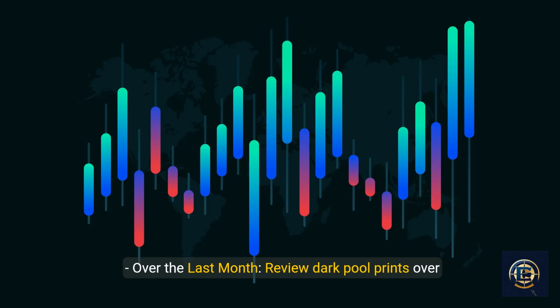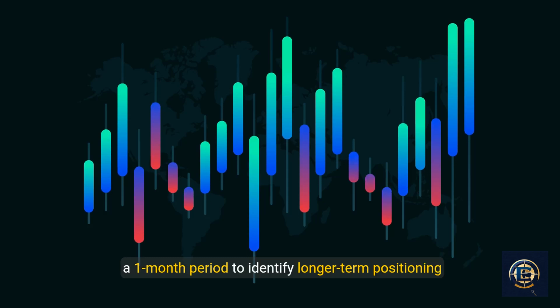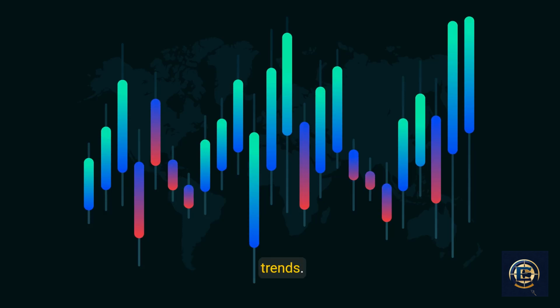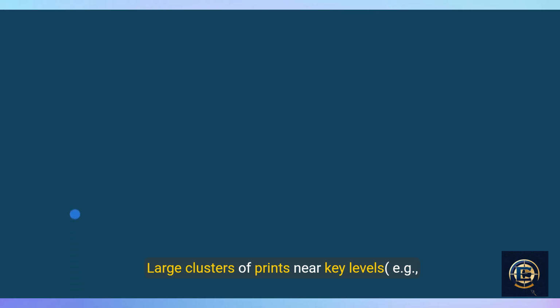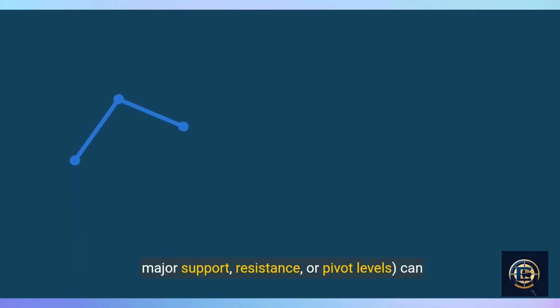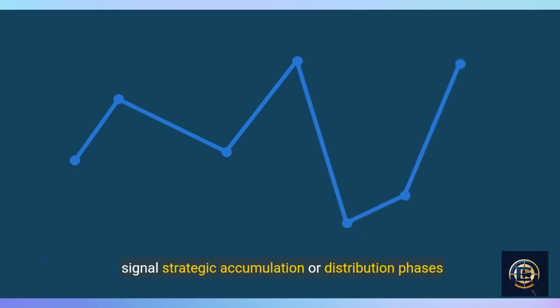Over the last month, review dark pool prints over a 1-month period to identify longer-term positioning trends. Large clusters of prints near key levels, e.g., major support, resistance, or pivot levels, can signal strategic accumulation or distribution phases by institutions.